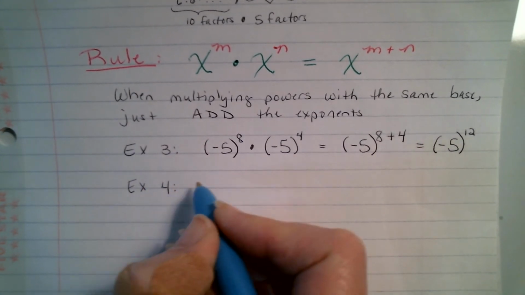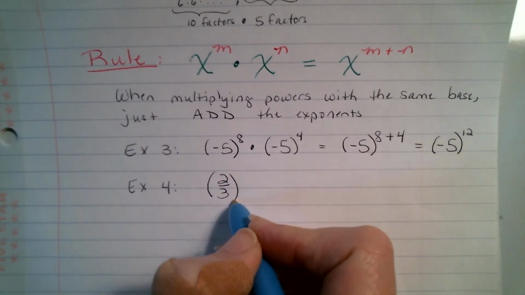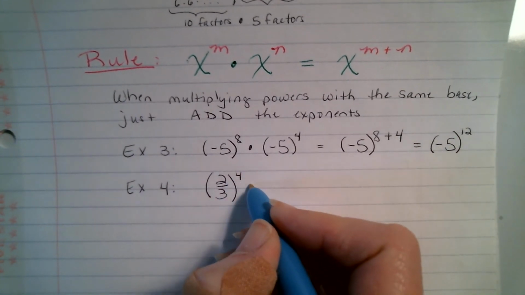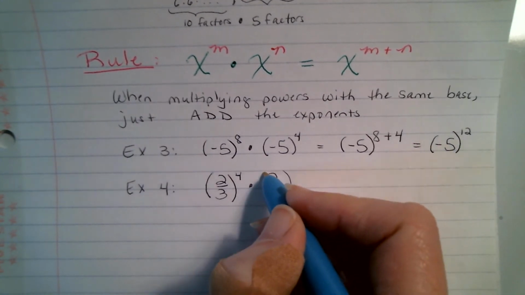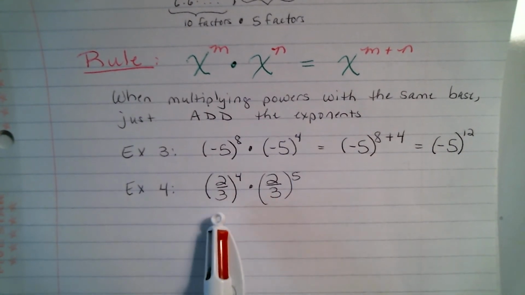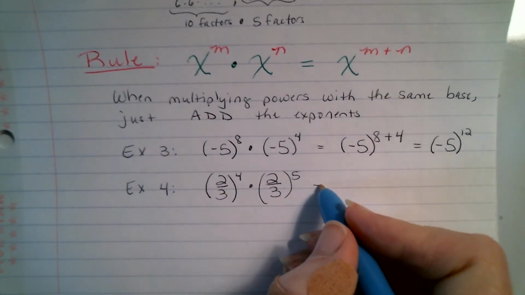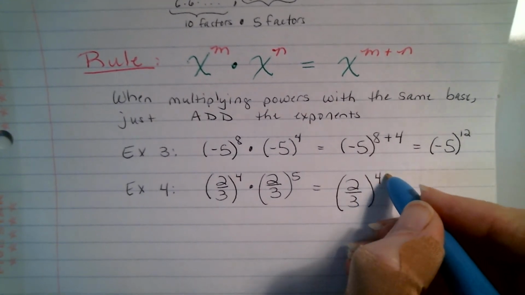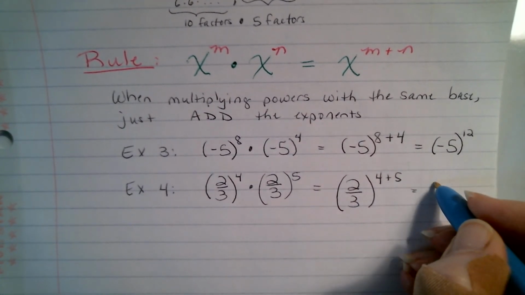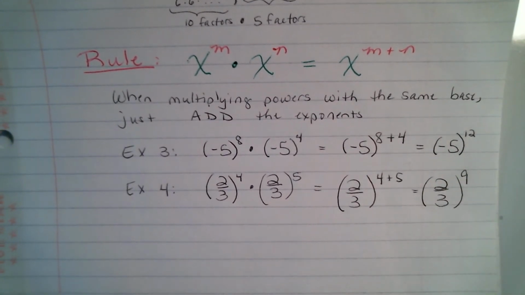Let's try something like a fraction. 2/3 times itself 4 times, and then 2/3 times itself 5 times. 2/3 times 2/3 times 2/3 times 2/3 times 2/3 times 2/3, right? How many times are we going to be doing that? Well, we're going to do it 4 times and then another 5 times. So we add those exponents. Remember, parentheses are going to be important with fractions as well.